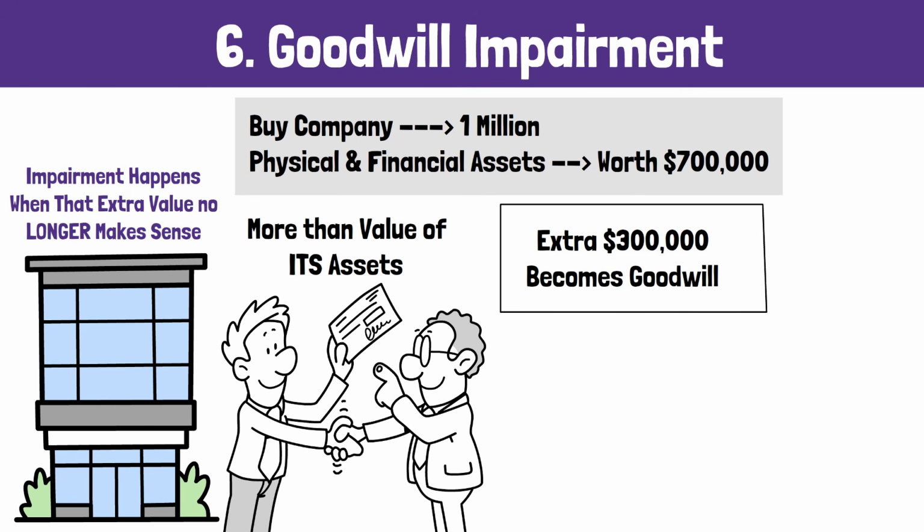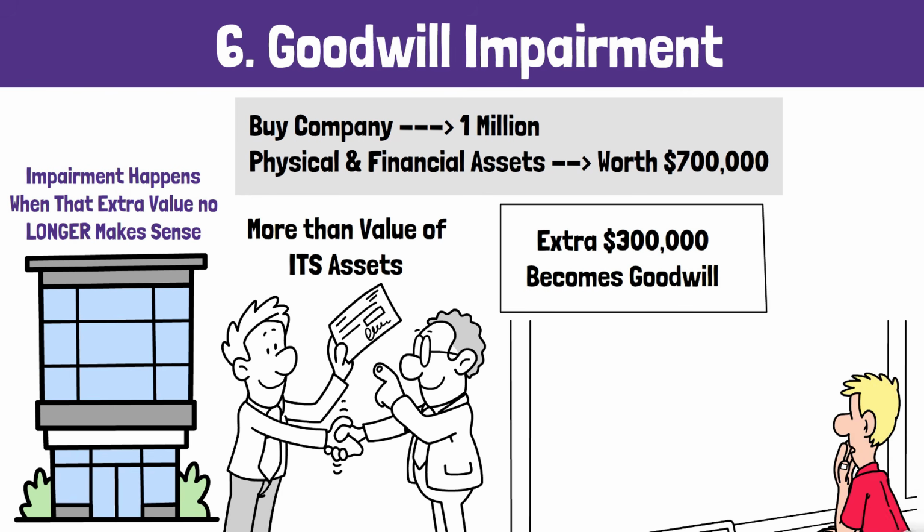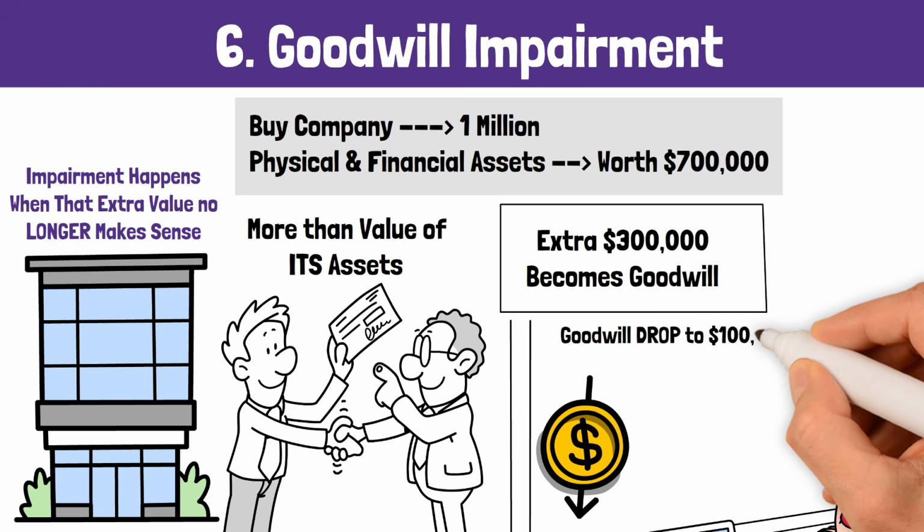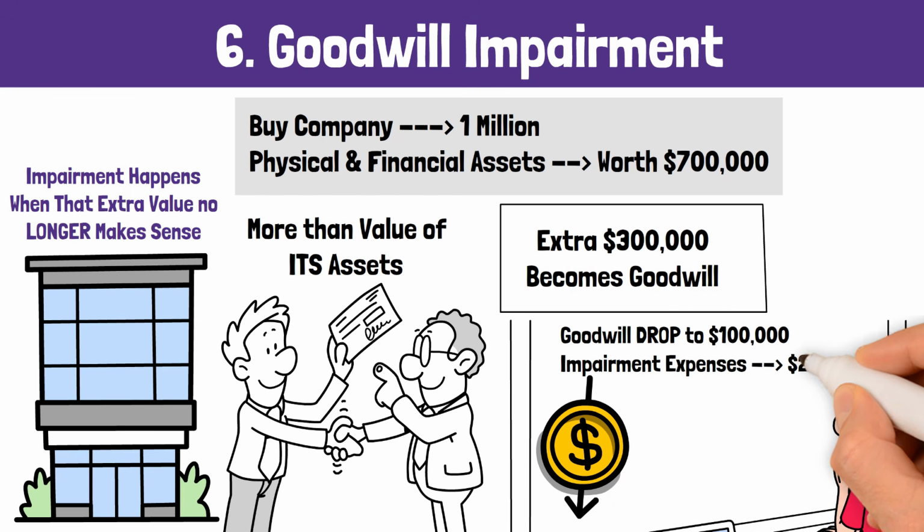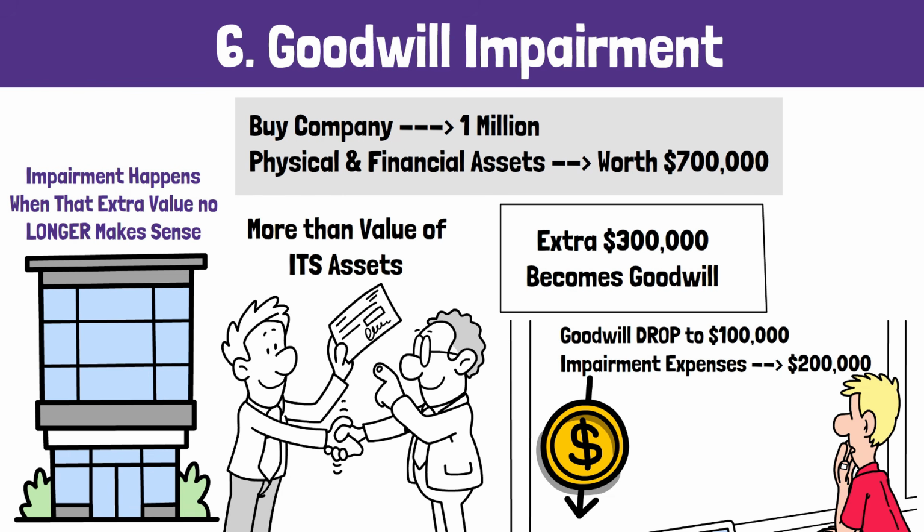If later the business loses customers or brand value, that goodwill may drop. If a new valuation shows goodwill worth only $100,000, the $200,000 drop becomes an impairment expense. It reduces profit on paper and signals that the acquisition did not hold value.